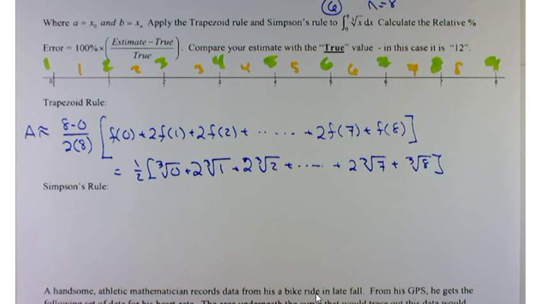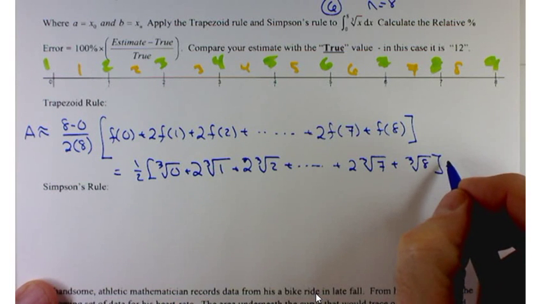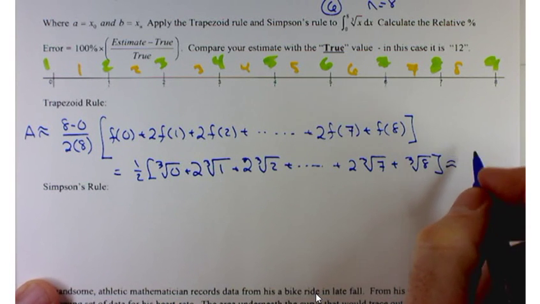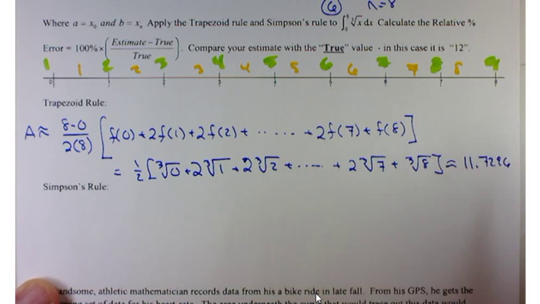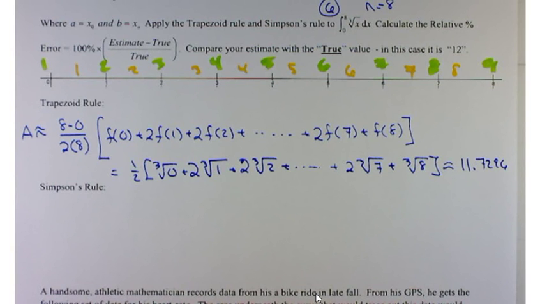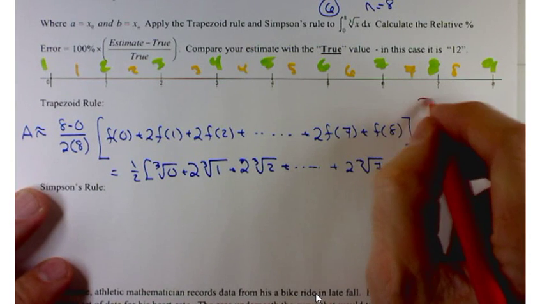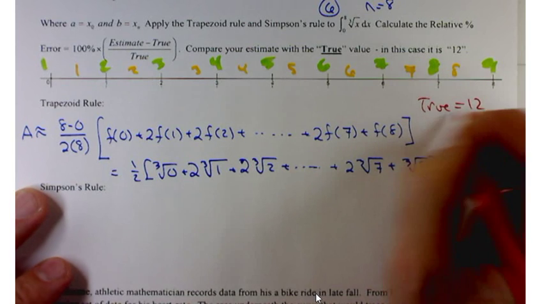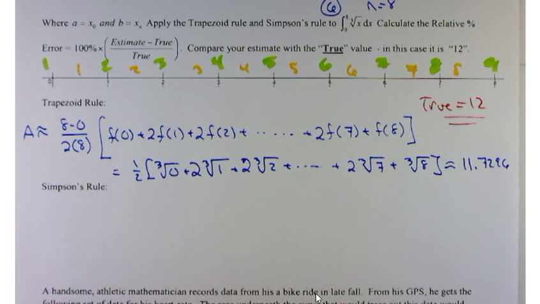If you calculated this all out and add it all up, you get approximately 11.7296, which is pretty good. Now, how good is it? Well, the true value is 12. And you can calculate the true value just by using the fundamental theorem. So how did we do? What's the relative percent error? Can you guys calculate that? Remember how that one goes?